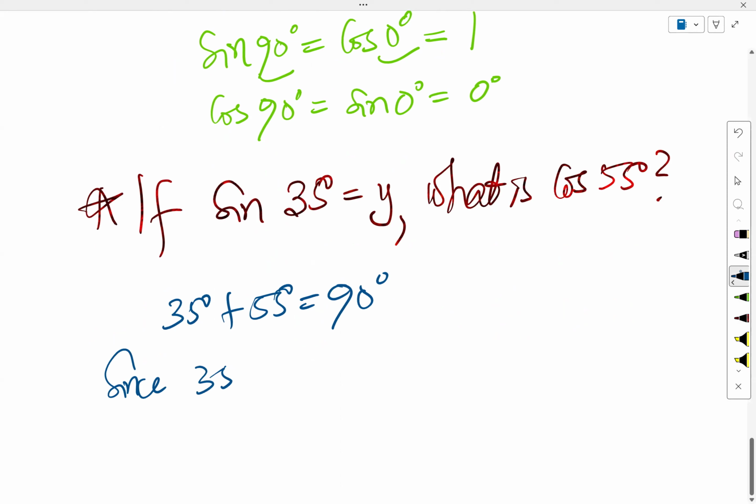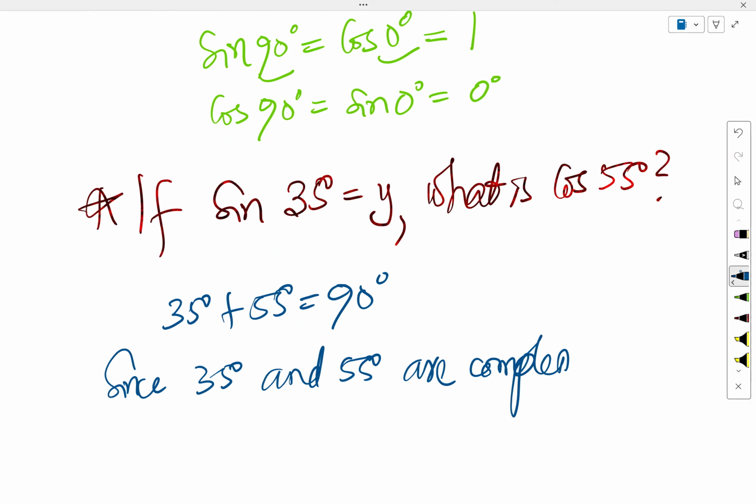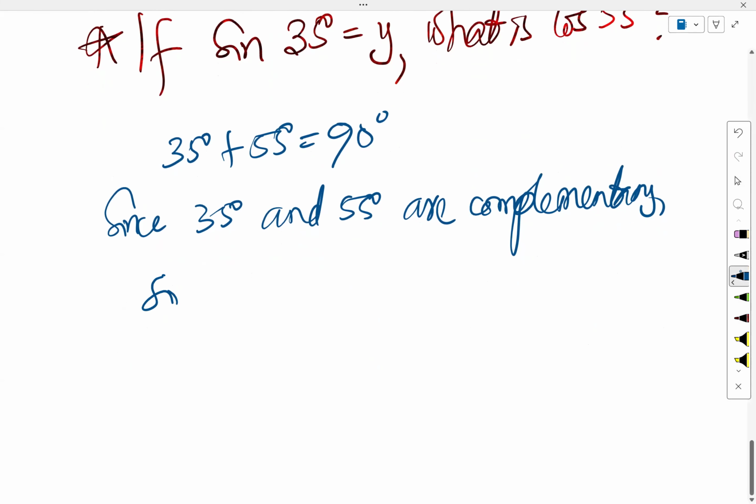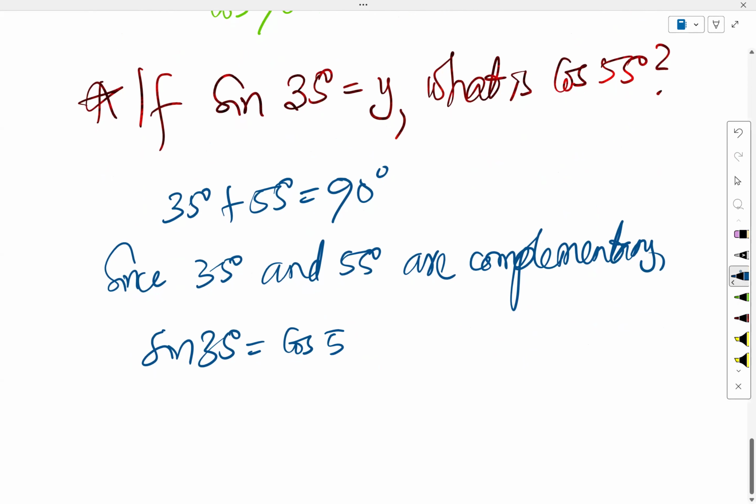Since 35 degrees and 55 degrees are complementary, that means they add up to 90 degrees. Since they are complementary, what happens? You can simply say that sine 35 degrees is the same thing as cos 55 degrees, and that is equal to y. So they are both the same value y. Okay, so that's how that goes. So with these special angles, anytime you need sine or cos of any of them, either you have committed it to memory or you can easily derive it, based on what we have done. So that's how interesting that can be.